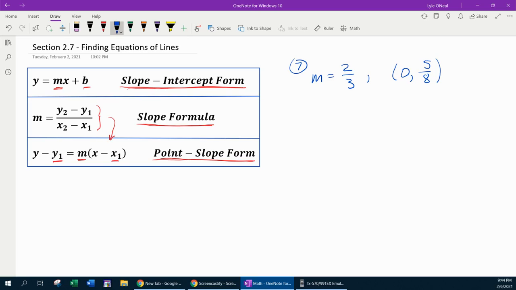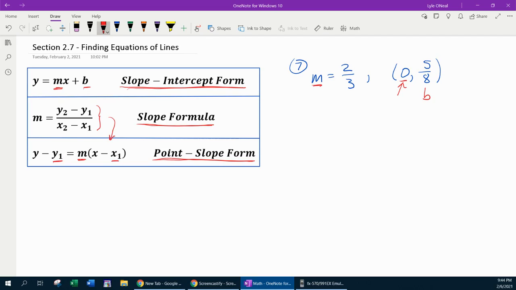In problem number 7, the instructions say, find a linear function whose graph has the given slope and y-intercept. Now, they come out and tell you that this is the y-intercept, but if they didn't, you would know that this is the y-intercept because the x-coordinate is 0. So anytime x is 0, the y is your b.